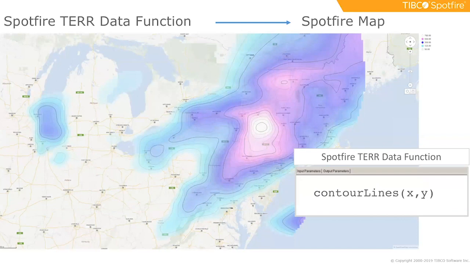We'll start getting into some of the use cases that are available on the TIBCO community. So what we have here is a Spotfire data function that uses the R function contour lines. The result is then pushed back onto a Spotfire map chart. The Spotfire map chart does accept this object from the TERR data function and displays it directly on the map.